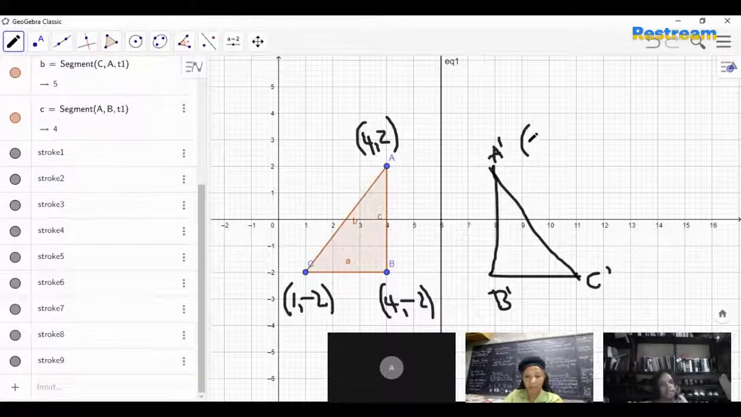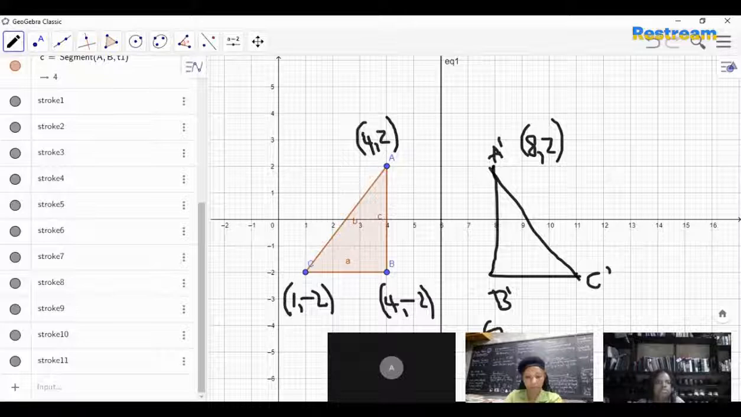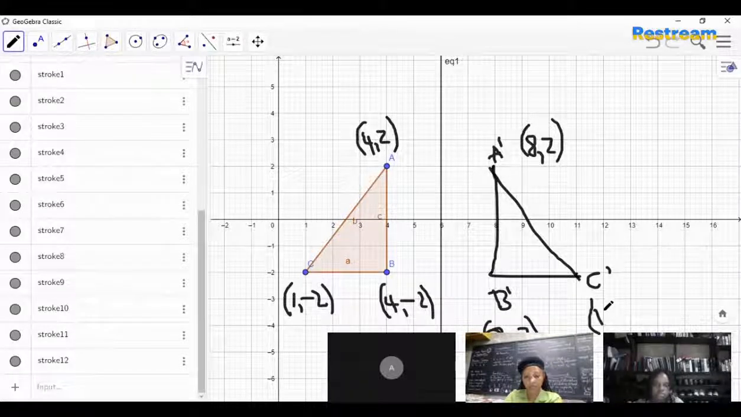A prime is positive 8, positive 2. And B prime would be positive 8, negative 2. And C prime would be positive 11, negative 2.